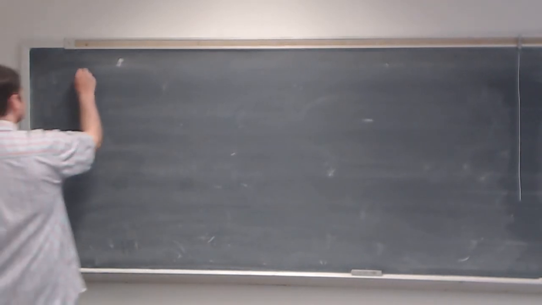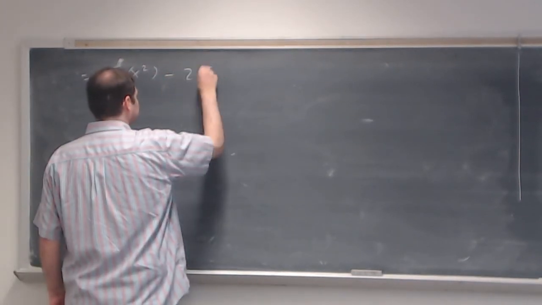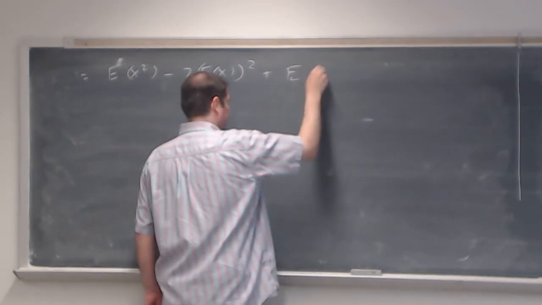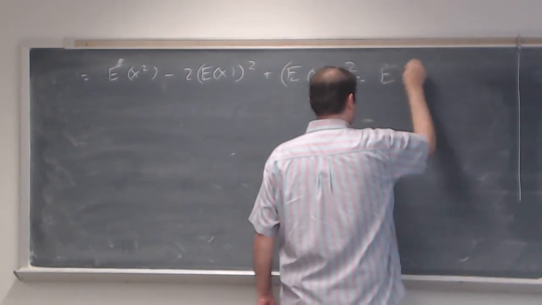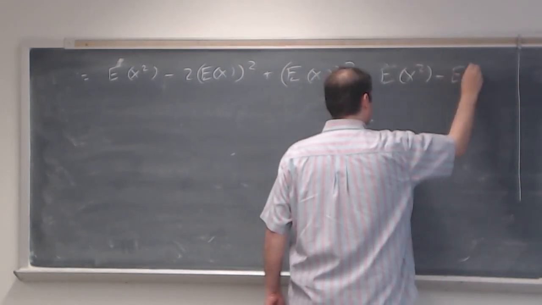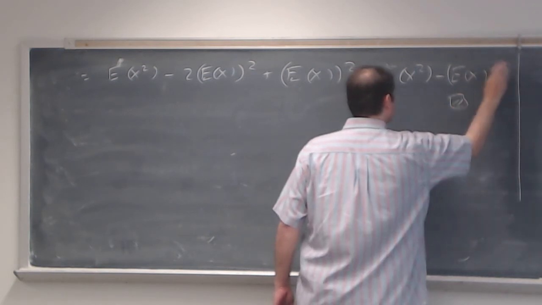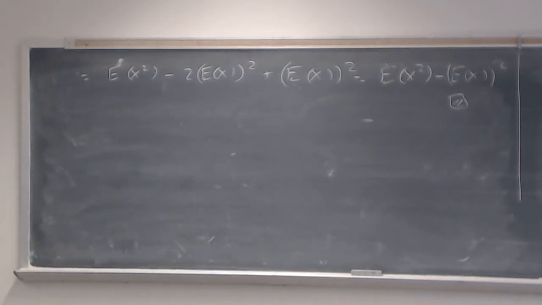Well, that's just equal to the expected value of X squared minus 2 times the expected value of X squared plus the expected value of X squared. So that gives us the result: the expected value of X squared minus the expected value of X, squared. That's what we're hoping to get. That is what we got. There's the proof. Let us look at an example.